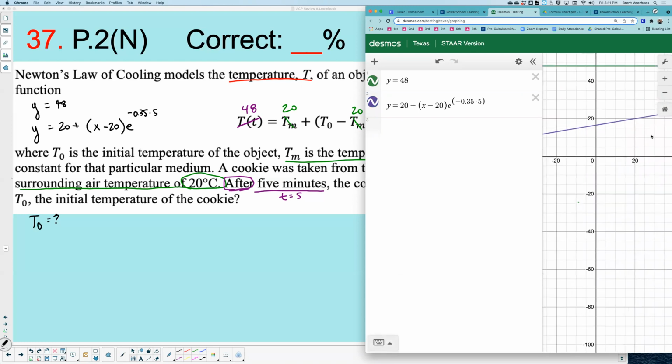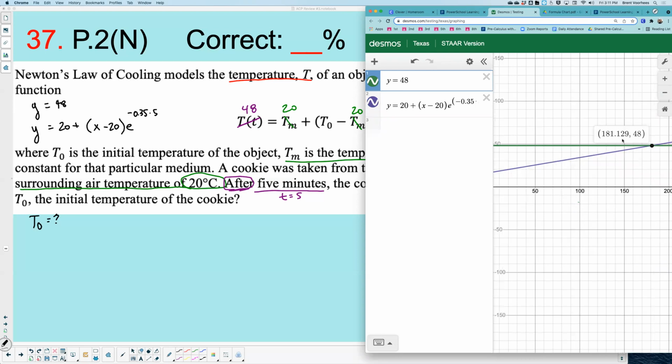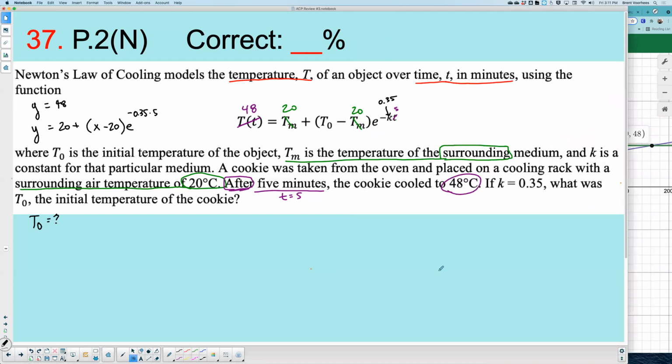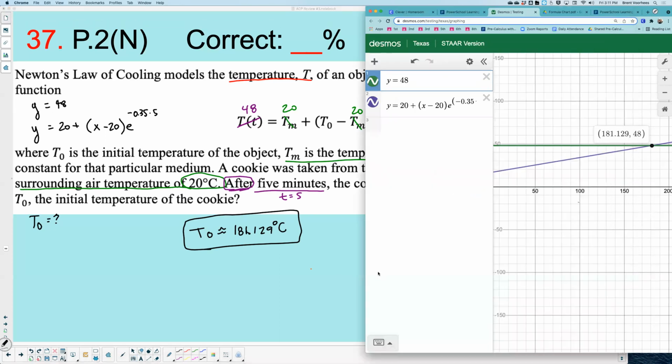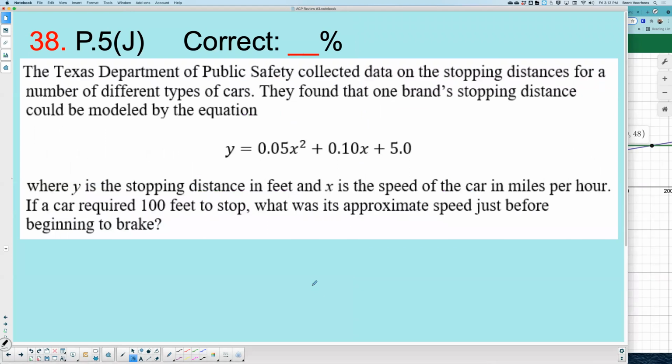We're going to zoom out until we find the second graph here. There it is. The initial temperature was 181.129. Initial temperature is approximately 181.129 degrees Celsius. That would be our answer. Make sure I copied that right. Yeah, I did. All right, we got one more before your last DOL here.